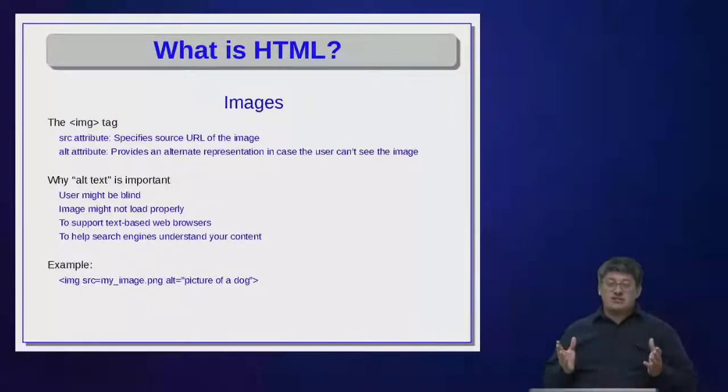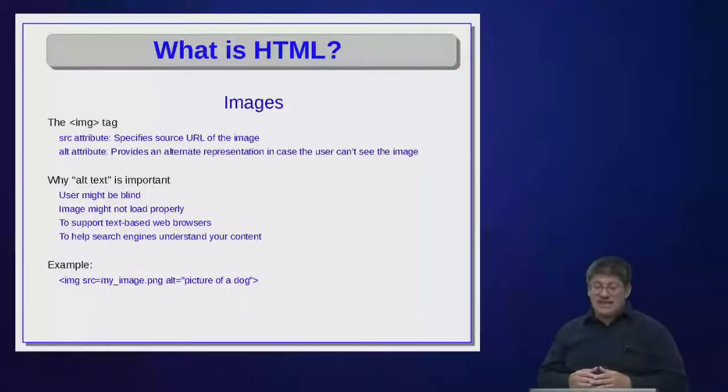The image tag takes two attributes, a source attribute that provides a URL to the location of the image file, and an alt attribute that provides an alternate representation in case you can't view the image. Why might you not be able to view the image? Well, users who are blind obviously can't read a web page, so we have devices and software that will do it for them that we call screen readers. And screen readers are really pretty good, but they have difficulty with images.